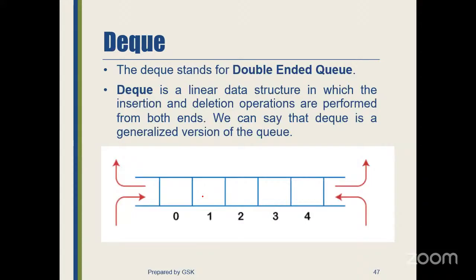Now, one more type of queue is called the double-ended queue. Short form is DQ. DQ is a linear data structure in which the insertion and deletion operations are performed from both ends. This is the advantage of this double-ended queue. As of now, we have seen that generally in the linear queue, insertion will be done at one end, and deletion will be done at another end.